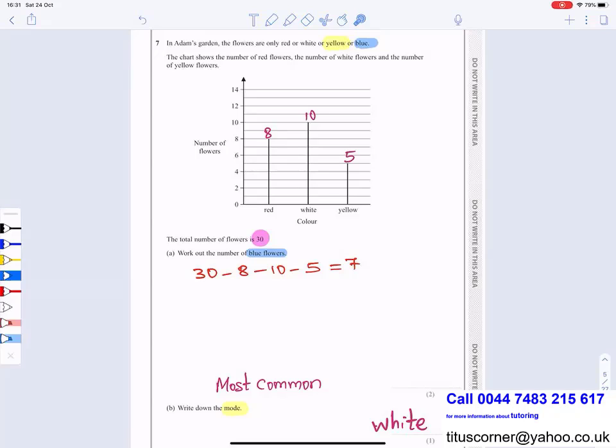And write down the mode. Mode means the most common. There's 7 blue, 5 yellow, 10 white, 8 red. So the most common is white because there's 10 of them.